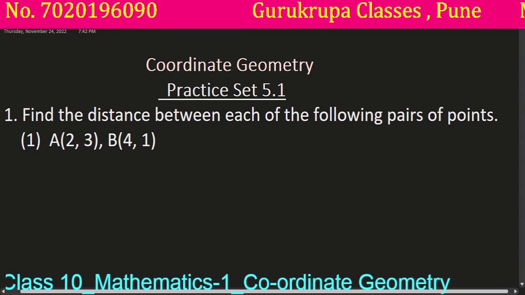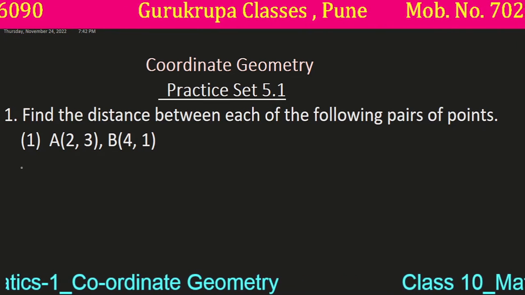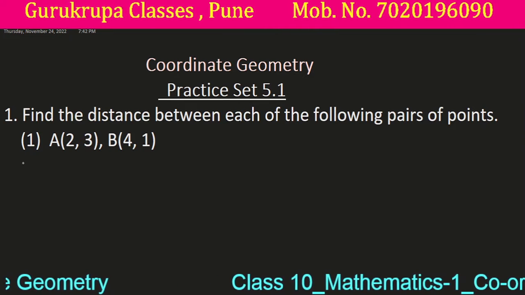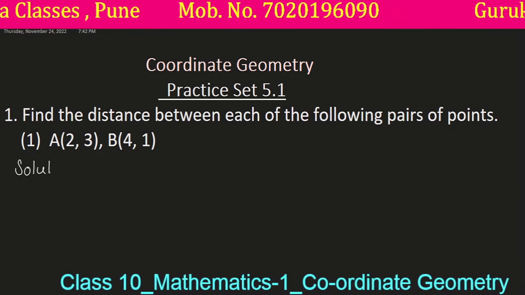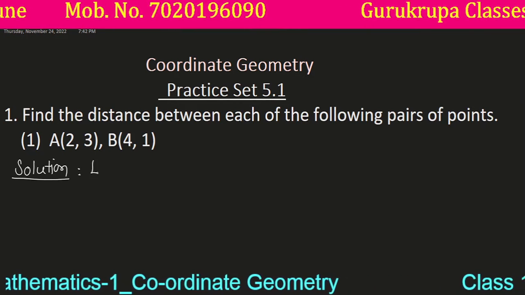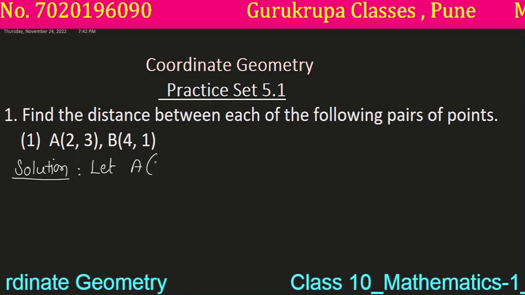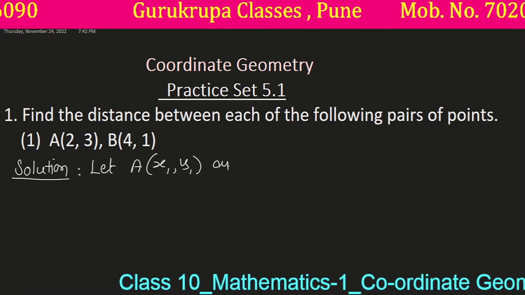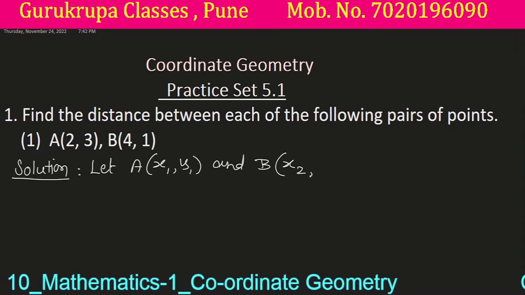Point A, coordinates of point A is given, x coordinate 2, y coordinate 3. Point B is also given, coordinates of point B, x coordinate 4, y coordinate 1. So here we have to find the distance between point A and point B. So here we can say that let A coordinates x1, y1 and B coordinates x2, y2.